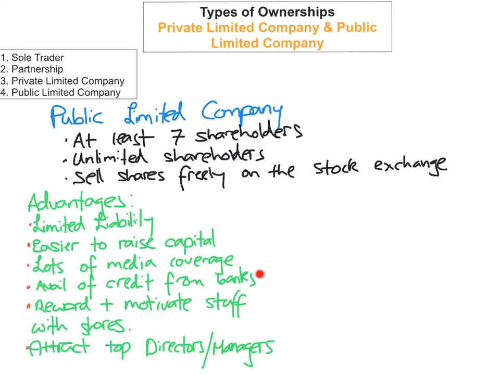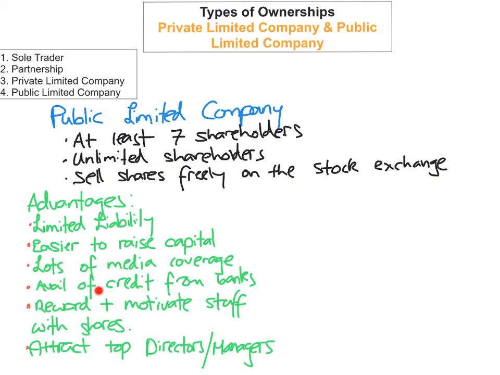They can avail of credit from banks. Banks are more likely to want to lend them money because they know they have better credit, and they can also make quite a lot of money from public limited companies. So banks very often want to be involved with public limited companies.